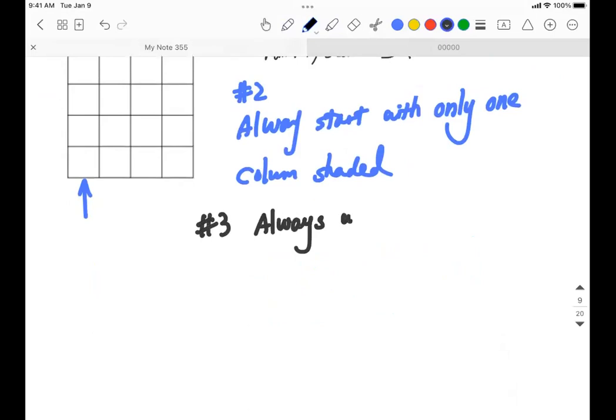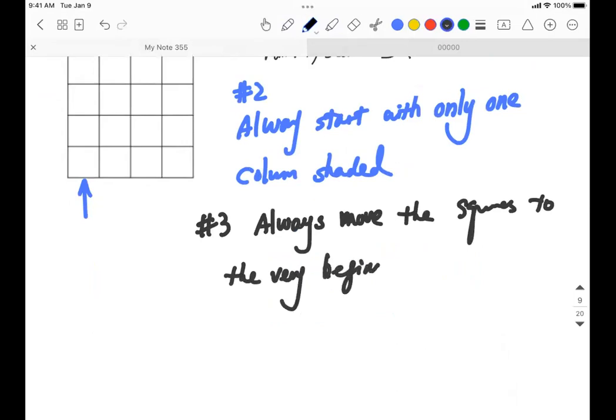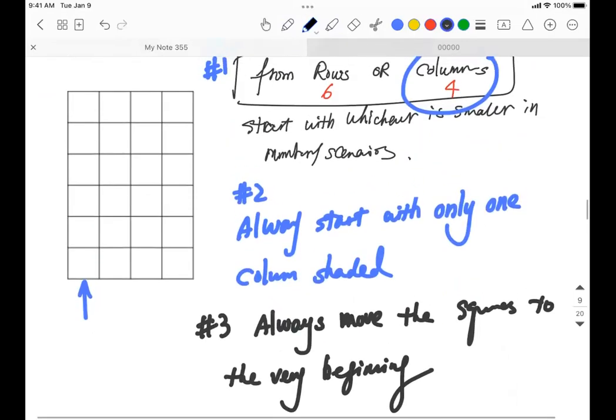Always move the cubics or the squares to the very beginning. You can have this, right? You can have this. But it's too complicated. No worries. Always move everything to the very beginning. AKA, let's go for a very easy scenario.